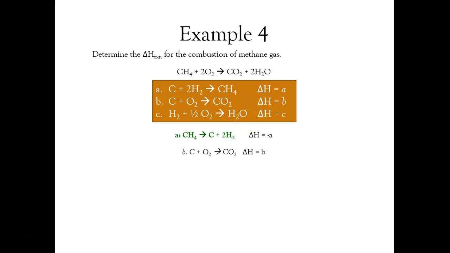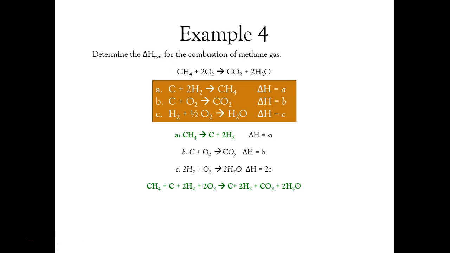And finally, our last product is water, 2 waters. Okay, so we see water in equation C. It is on the correct side of the equation. However, it has a coefficient of 1. So we're going to multiply everything in equation C by 2. And then we're also going to multiply the enthalpy by 2. So if we wanted to get the heat of this reaction, we would do negative A plus B equals 2C.